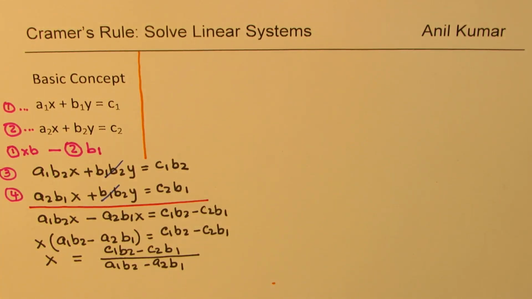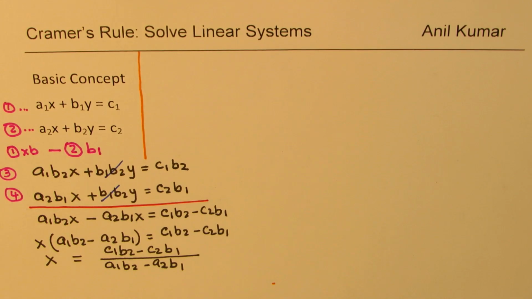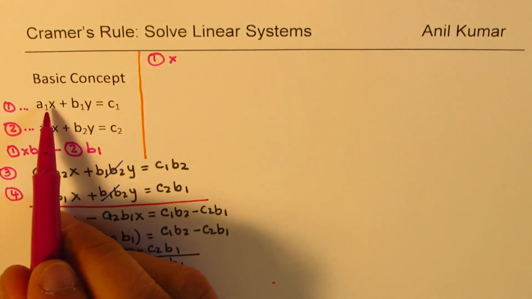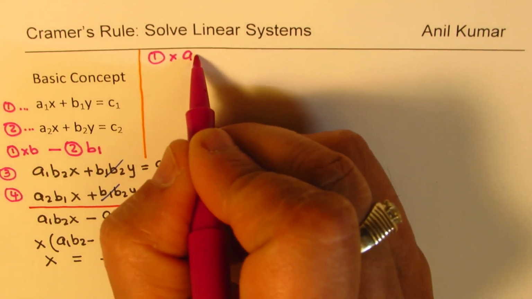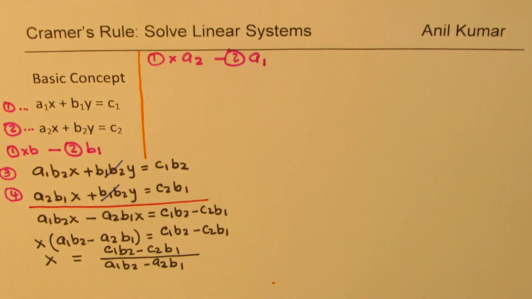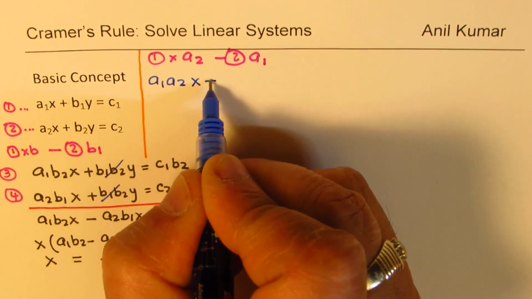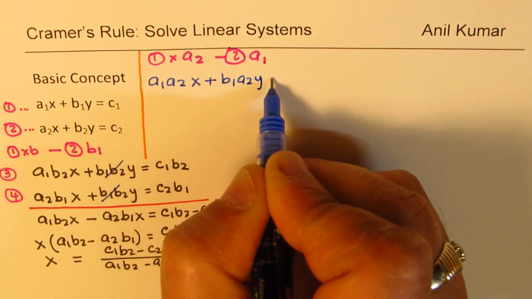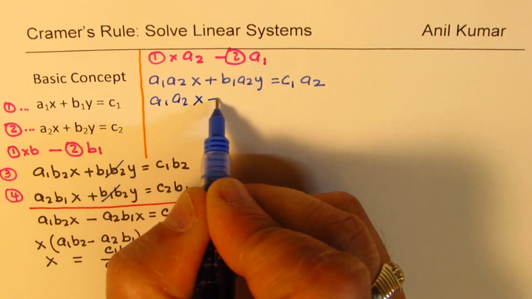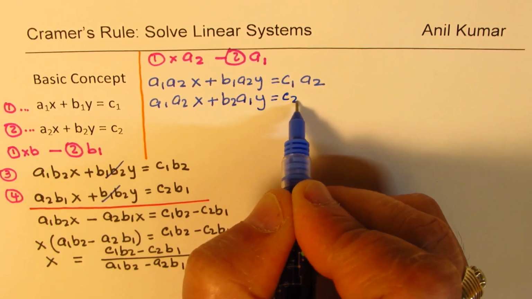If I have to really isolate y, then I have to multiply these two equations by what? Let's try to figure this out. Equation 1 will now be multiplied by a2, because we want to eliminate x, and then take away from it equation number 2, which will be multiplied by a1, correct? We get a1 a2 x plus b1 a2 y equals c1 a2, right? And the second equation becomes a1 a2 x plus b2 a1 y equals c2 a1.